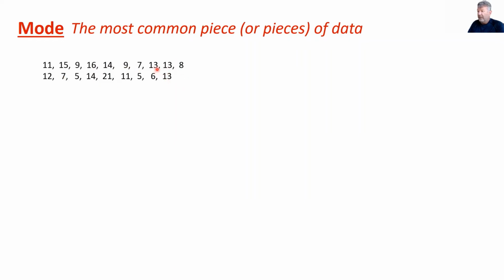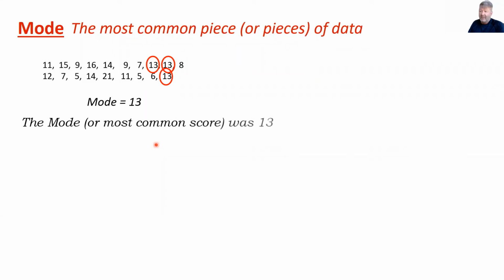Oh, hang on. 3 13s and 8. Let's have a look. We've got a 13 there, we've got a 13 there and we've got a 13 there. We've got 3 13s. So that means our mode is 13. Done. So the mode, or most common score, was 13. Straightforward, nice and easy. Just finding which is your highest frequency data.